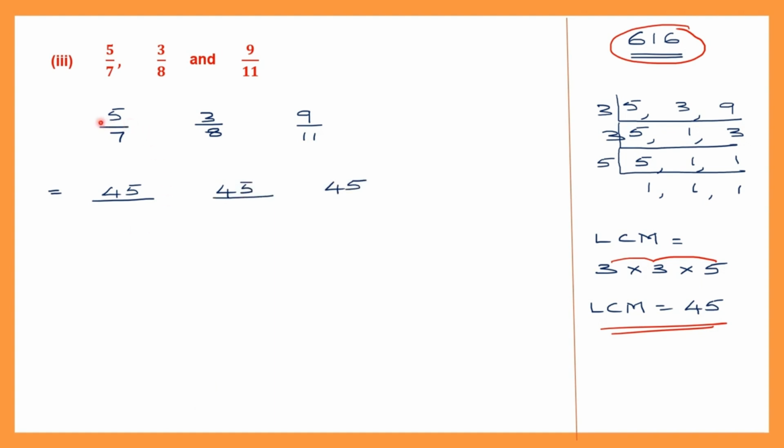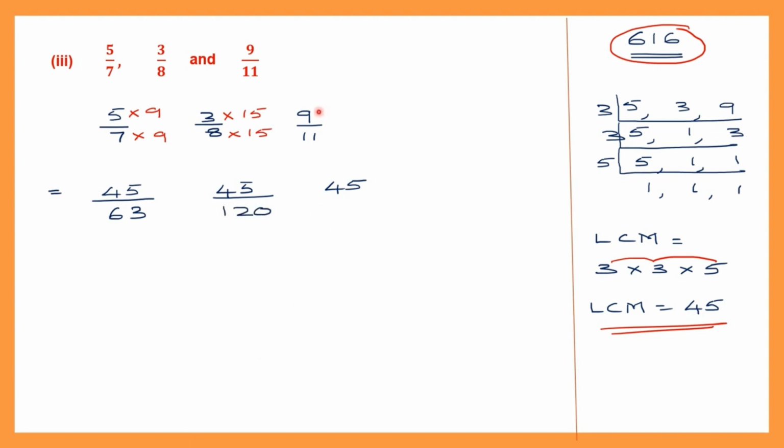So let's look at the numerator. Remember, all the numerators have now become 45. So 5 into what is 45? 5 nines are 45. Now, let's multiply the denominator also by 9. 7 nines are 63. Let's go to the next one. The next numerator is 3. 3 into what is 45? 3 into 15 is 45. So we multiply 8 by 15. 15 into 8 is 120.